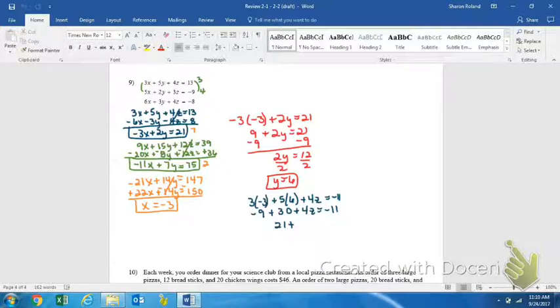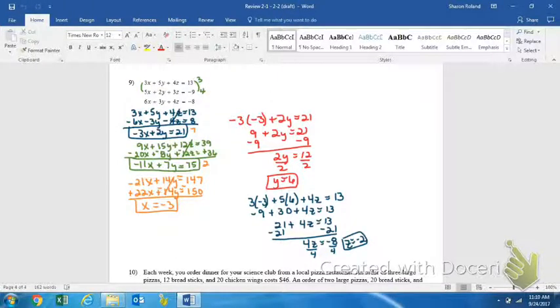Okay, I made a mistake up here. This is not negative 11. That is 13. That would have messed me up. Okay, plus 4z equals 13. And you subtract 21 from both sides, and you have 4z equals negative 8. So z equals negative 2.